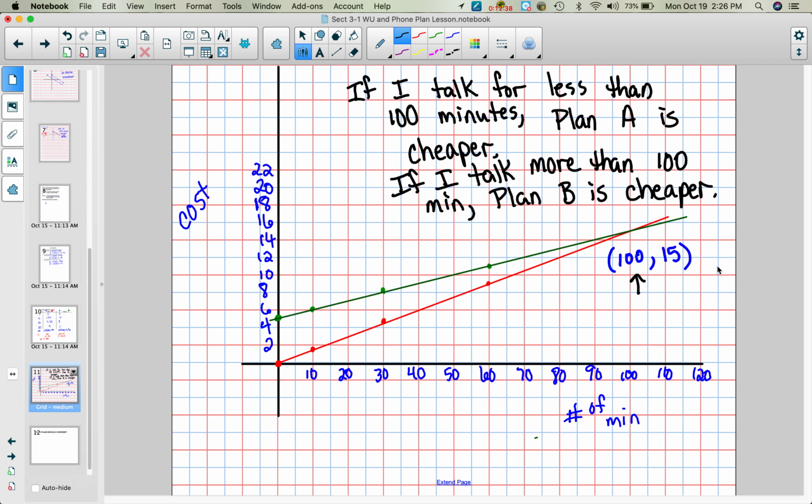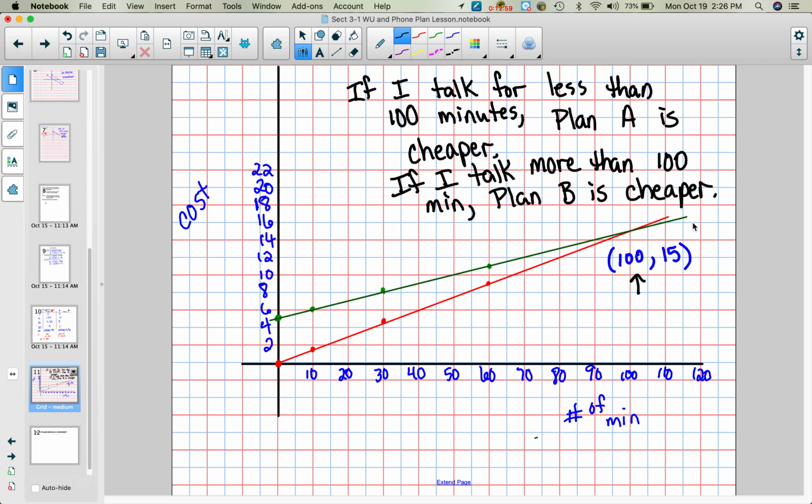Now, thank goodness you guys don't have to worry about this kind of stuff anymore, because with a cell phone plan, you basically get unlimited minutes. It didn't used to be that way when cell phones first came out. You had a limit on how many minutes you had. Otherwise, it cost a ton of money if you went over your allowance.